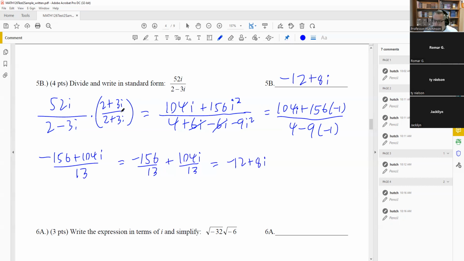So always a key to remember on number 5, multiply top and bottom by the conjugate of the bottom. Okay, so instead of a minus, we do a plus.